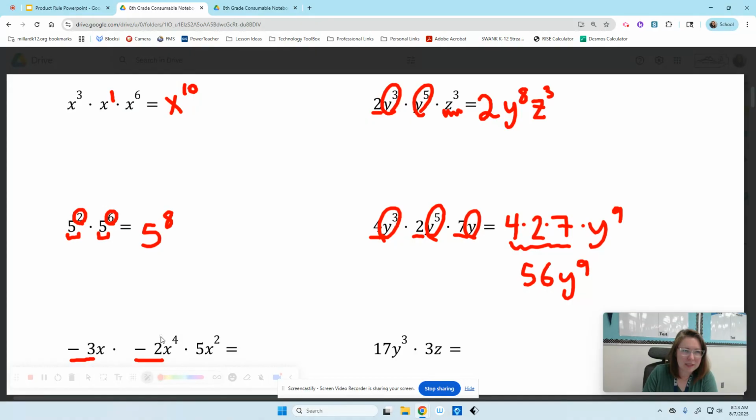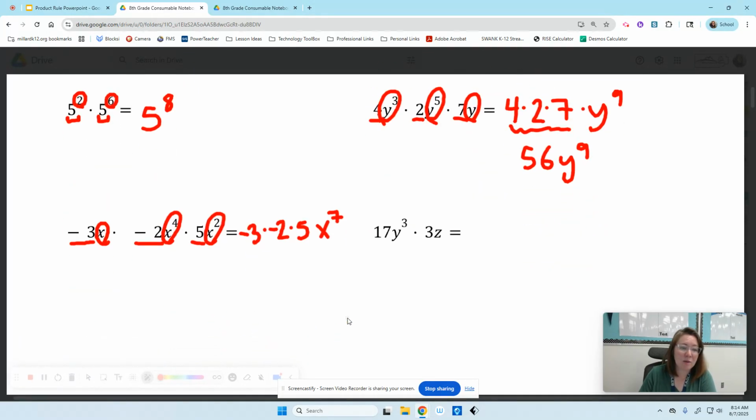All right, negative 3 does not have an exponent. Negative 2 does not have an exponent. 5 does not have an exponent. So same as last time, we do not ignore them, we do something with them. But here's a plain old x, there's 1 plus 4 more x's plus 2 more x's, 1 plus 4 is 5, 6, 7, x to the 7. And then we do multiply. Negative 3 times negative 2, negative times a negative is a positive. 3 times 2 is 6 times 5, 6 times 5 is 30. X to the power of 7.